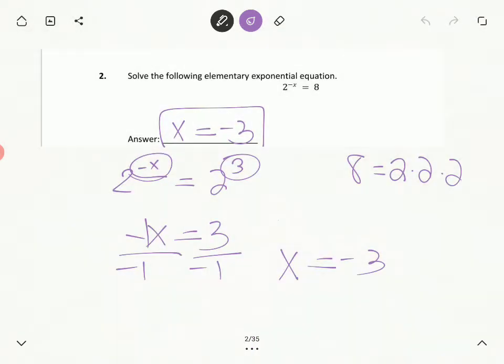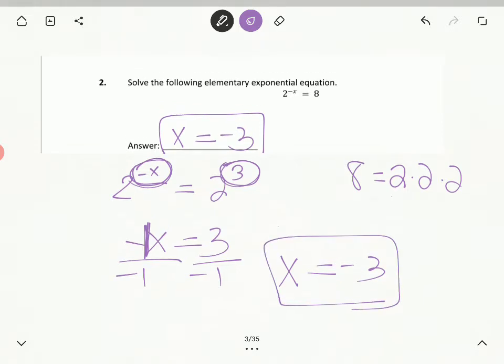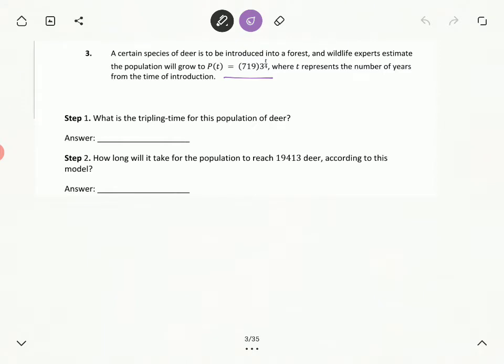For number 2, we want to solve the following elementary exponential equation. We have 2 to the negative x is equal to 8. And we know 8 is 2 times 2 times 2, which is 2 to the third. So we set negative x equal to 3. Negative x is like negative 1 times x, so if we divide by negative 1 on either side, we get x is equal to negative 3 for number 2.